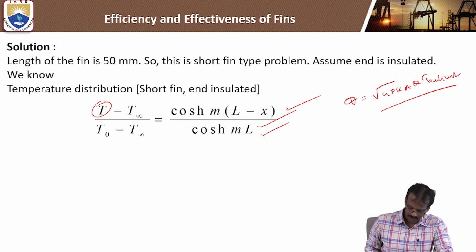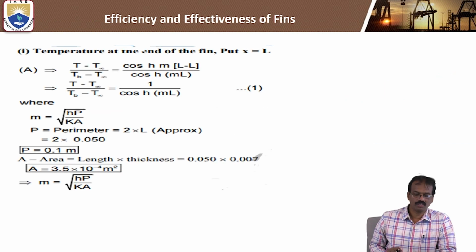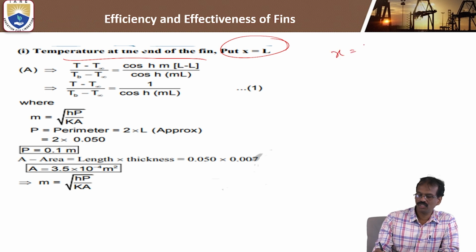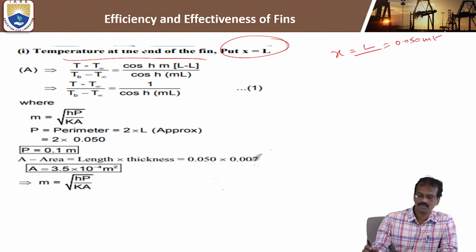Okay. First, we will see the temperature at the end of the fin. Okay, temperature at the end of the pin. So the end of the pin means x is equal to L. You can take x equal to L. In the place of x, you can write the L value. Okay, L is nothing but 0.05 meters.